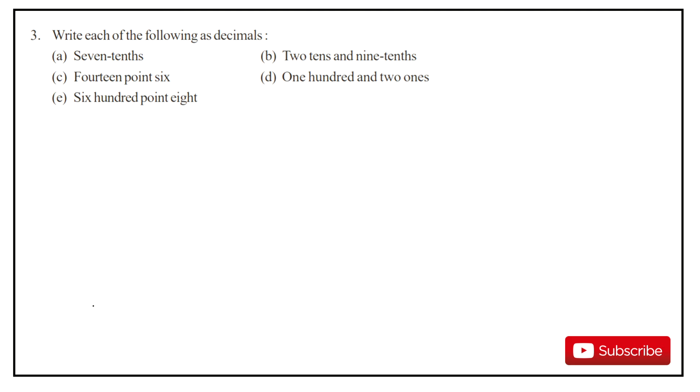Write each of the following as decimals. Coming to the A part, it says 7 tenths. So 7 tenths means 7 into 1 by 10, which is equal to 7 by 10, and if I want to write it as a decimal, it is 0.7.